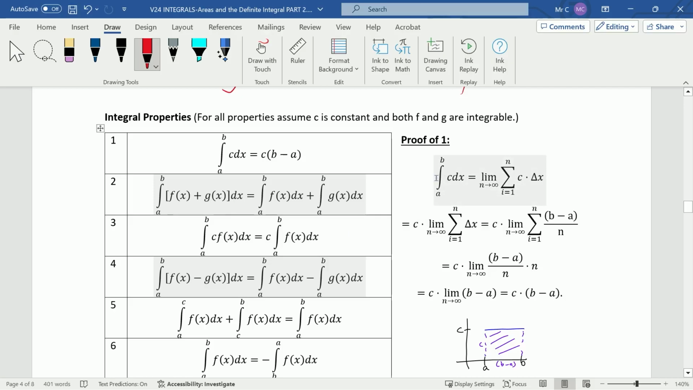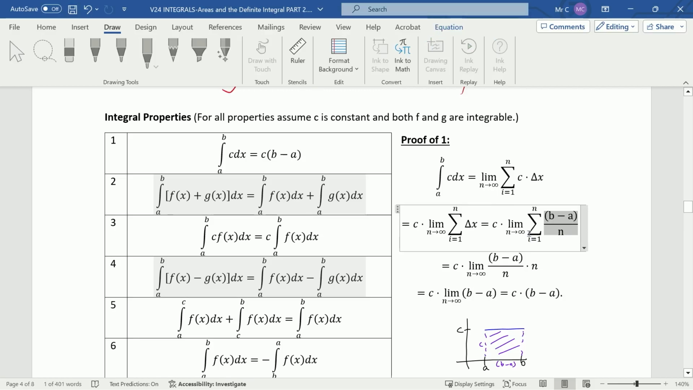So if we look at the integral from a to b of c times dx, that's the limit as n goes to infinity of the sum from 1 to n of c times dx. But c is a constant, so I can pull it out of the sum and out of the limit. And then this becomes the limit as n goes to infinity of just delta x inside. So it's c times that limit. But delta x is b minus a over n. And so when I take the sum, I'm adding this same number.